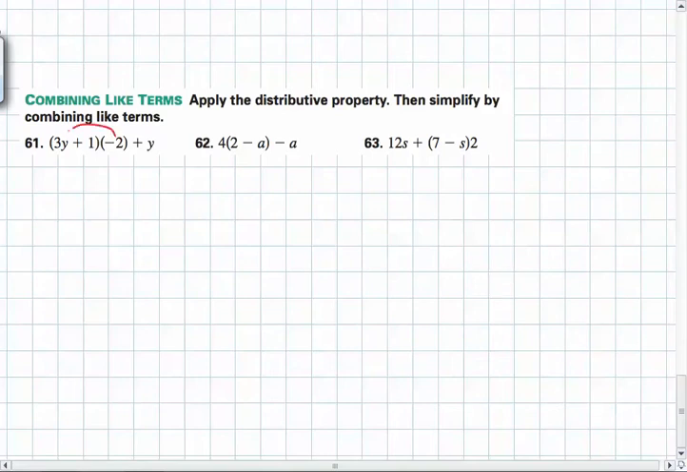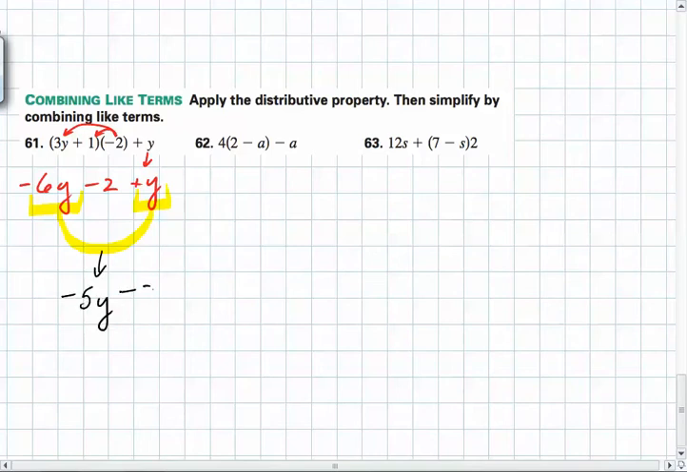So in this first one, -2 gets distributed there to make it -6y, and -2 times 1 is -2, and then the plus y just drops down. You'll notice that you have two like terms, -6y and y, because the same variable y is raised to the same power, 1. So you combine those, you have -6y's and 1y, so you now have -5y, and the -2 stays. So this would be most simplified.